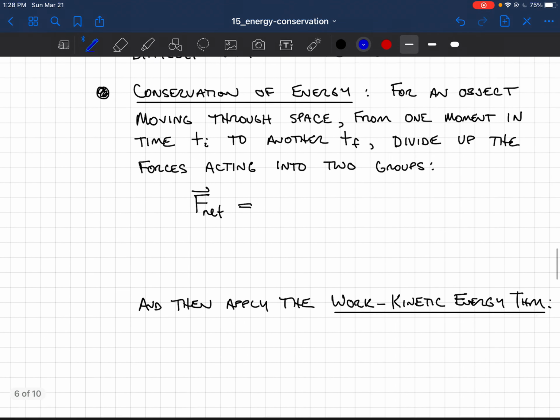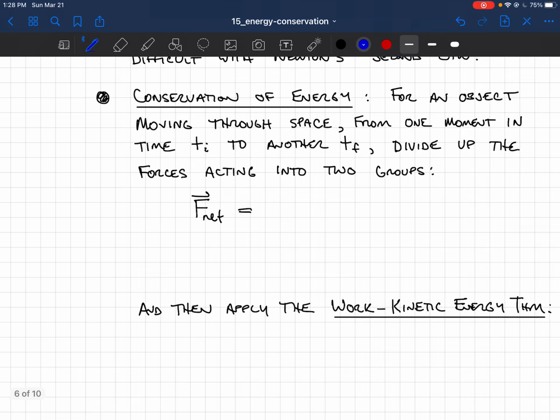So what's the statement of conservation of energy? Well, we'll derive it. So let's imagine that we have an object that's moving through space and it has forces acting on it.